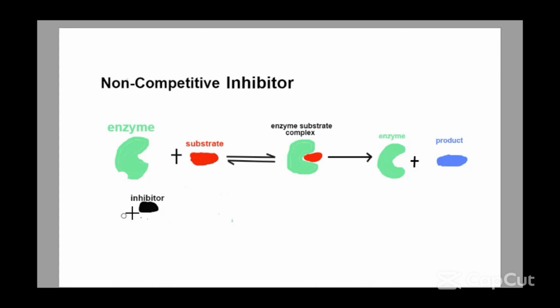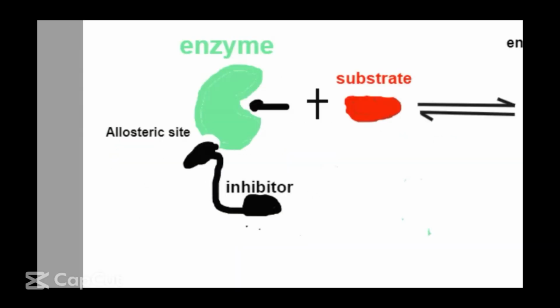And this inhibitor comes here and binds on the other side of the enzyme. And that is not the active site. Remember, the active site is here in the center of the enzyme. But this area is called the allosteric site. Again, allosteric site.